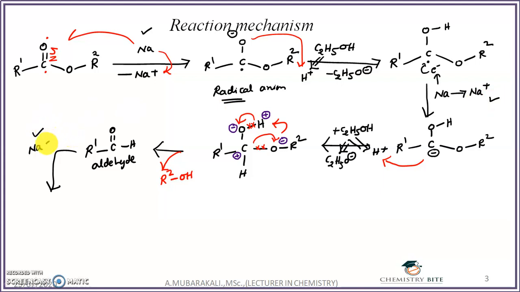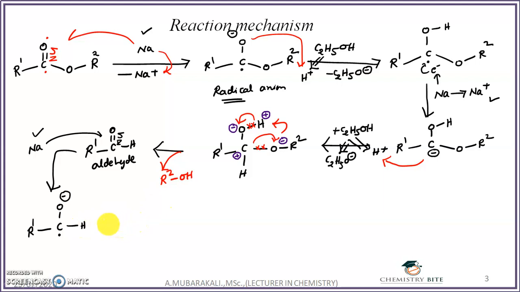What is the role of sodium? Very simple. Sodium will donate its 1 unpaired electron to the oxygen. Here there is homolytic cleavage between the carbon and the oxygen. You can see what you will get. Again you will get 1 radical anion. On oxygen you will get the negative charge, and on carbon you have 1 free radical.